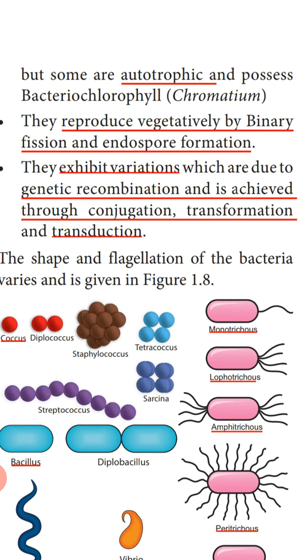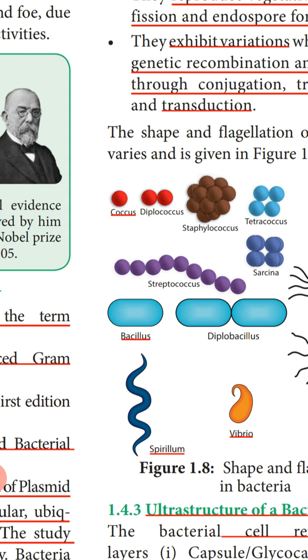Next, we are going to study the types of bacteria based on shape and flagella. First, let's study the types of bacteria based on shape. Here you can see that bacteria have four different shapes. Some bacteria are spherical. Spherical bacteria are called coccus.